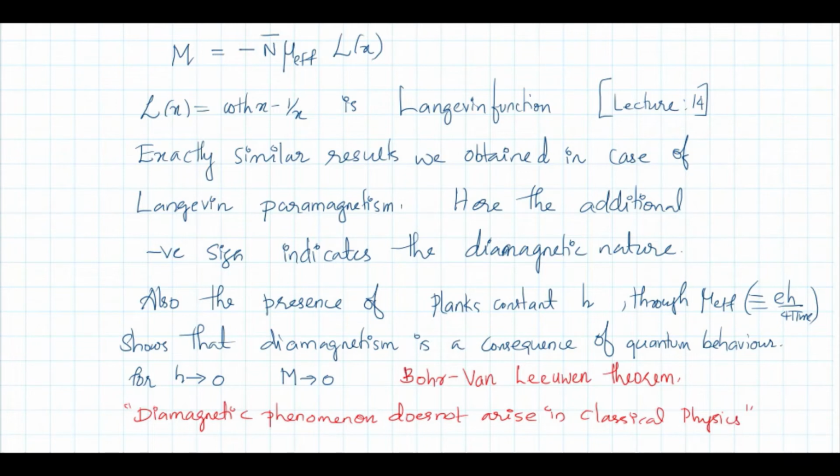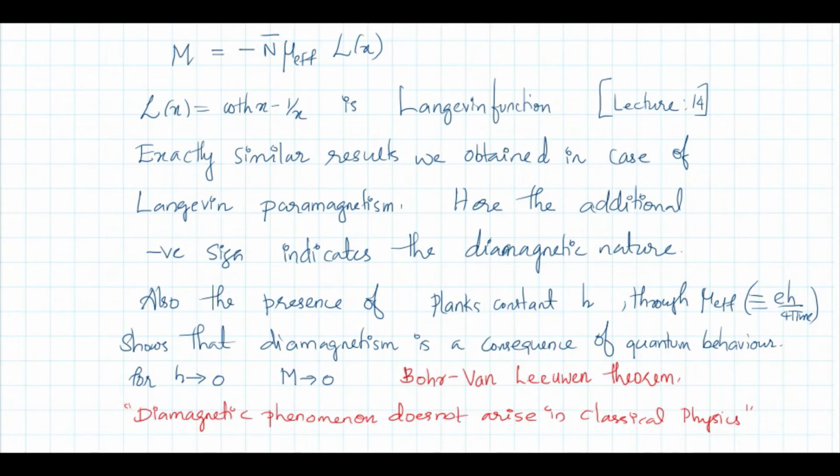Another interesting fact is that here it depends on mu effective. What is mu effective? eh by 4 pi mc. So the presence of Planck's constant through mu effective in the value of magnetic moment implies that when h tends to 0, m will tend to 0. So diamagnetism is a consequence of quantum behavior, because Planck's constant is introduced from the quantum nature of the particle. So the quantum behavior is the reason for diamagnetism. If h tends to 0, this magnetic moment will go to 0.